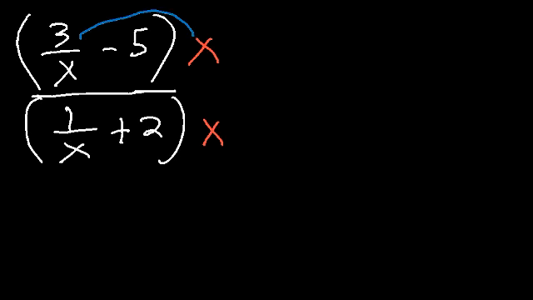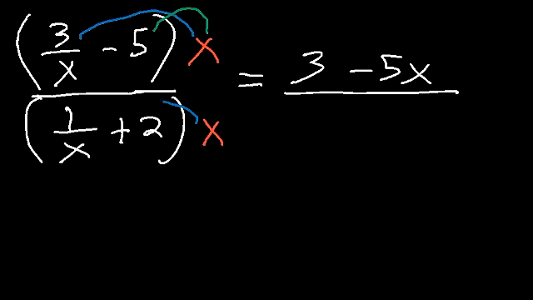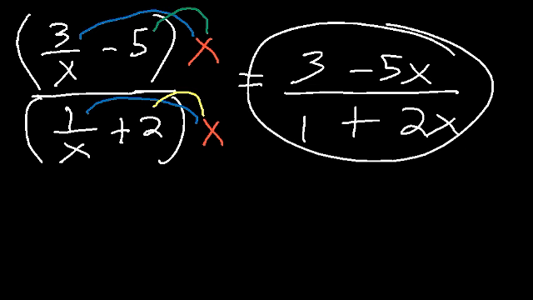So x times 3 over x is simply 3. And x times negative 5 is negative 5x. x times 1 over x is 1. And x times 2 is 2x. So that's it. That's how you can simplify a complex fraction. But of course, there are some harder examples, so we'll work on those as well.